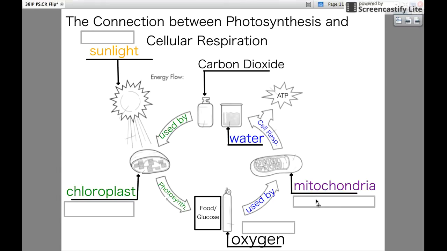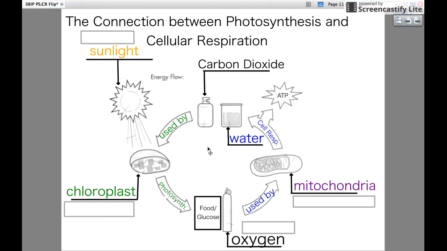That should be all of the blanks filled in, but now I want to go over what this actually means. So what we have here, let's start at the top just for ease. Water and carbon dioxide mixed with sunlight get used by the chloroplast in a process called photosynthesis to make glucose and oxygen. These two things, glucose and oxygen, get used by the mitochondria in cellular respiration to make water and carbon dioxide and give you ATP. Then these things, plus sunlight, are used by the chloroplast in photosynthesis, which makes food and oxygen, which is used by the mitochondria in cell respiration to make water and carbon dioxide.